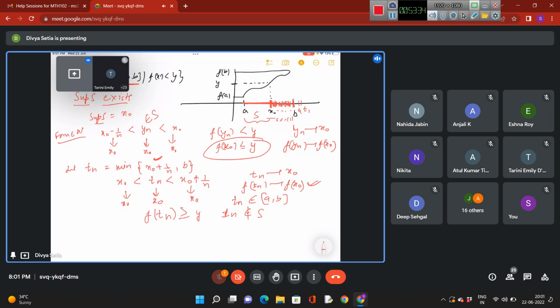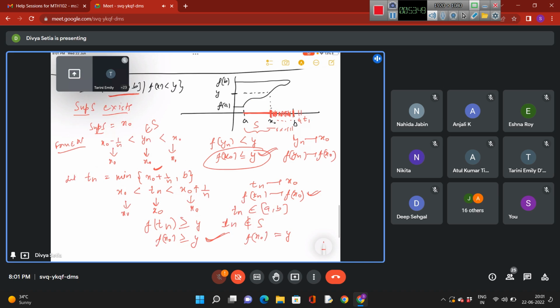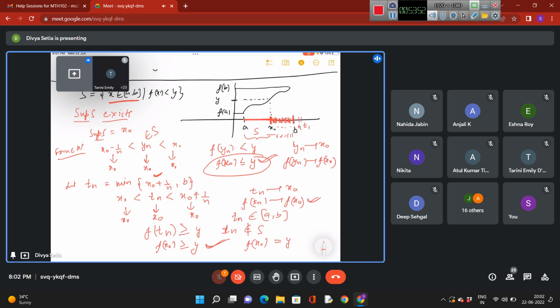And what is the limit? F of x naught. So earlier you got f of x naught is less than y, and now you got f of x naught is greater than or equal to y. So your f of x naught should be equal to y. The main thing that you used here is that you are making use of this side, creating a set, making use of the property of supremum, and proved that the supremum is x naught, and then you make use of this side and proved that f of x naught is actually equal to y.